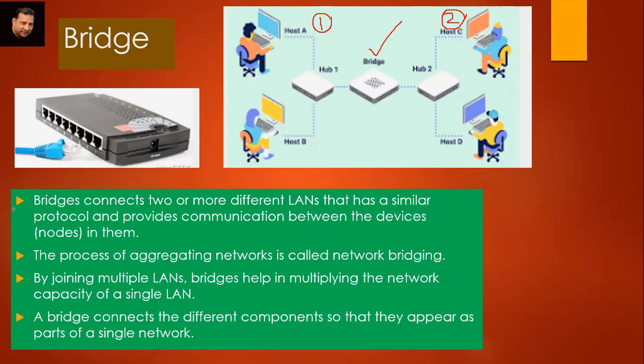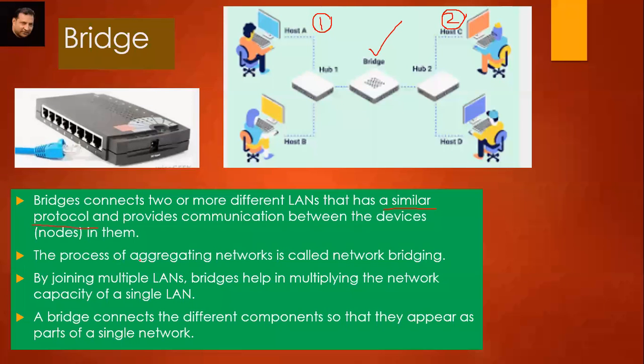Okay, let us see these points. First point is bridges connect two or more different LANs that have similar protocol and provide communication between the devices in them. So main point is it connects only LANs having same or similar protocol. Like two LANs working on Windows, simply. If one LAN is working on Windows, another is working on Mac operating system, then compatibility is not there. Bridge वहाँ काम नहीं करेगा.